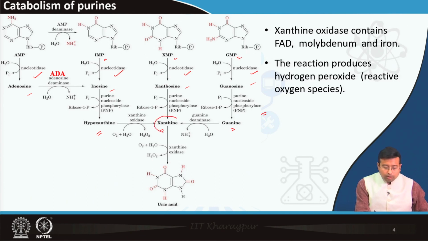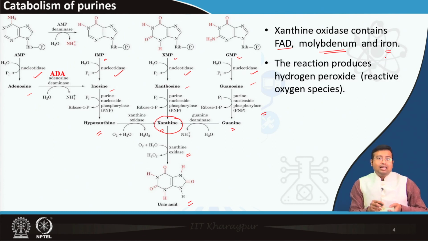One very important thing over here: you can see all of this pathway is converging to this molecule, xanthine, which is acted upon by the enzyme xanthine oxidase to produce uric acid. The xanthine oxidase enzyme has some speciality. What you need to remember is that it contains FAD, molybdenum and iron, so it is a molybdenum metalloenzyme that also requires iron as a cofactor. This reaction is one of the rare reactions that produces reactive oxygen species. H2O2 is produced in this reaction.